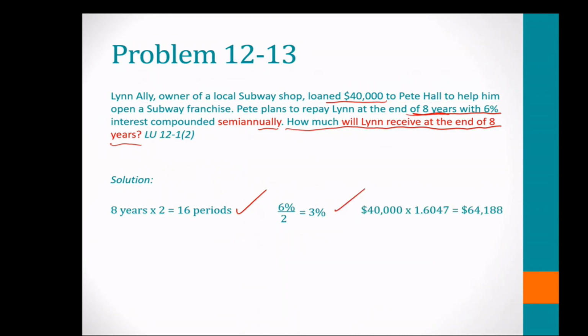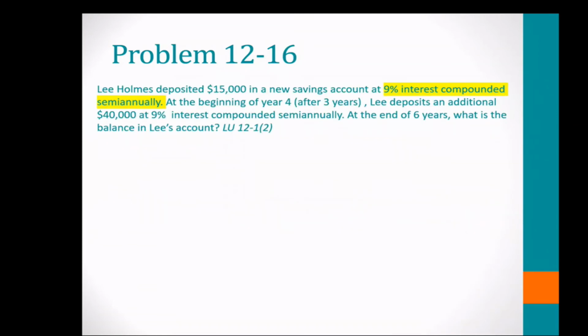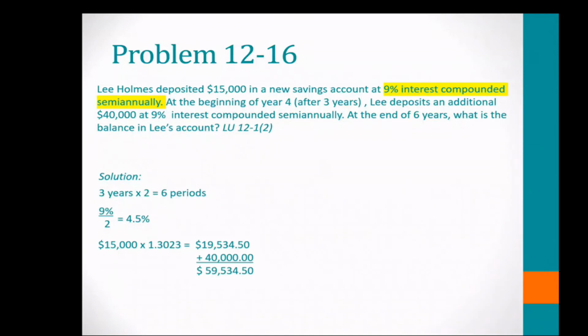Table factor 1.6047. This 40,000 that we receive at the end of 8 years will be 64,000. It's another question, the same story.